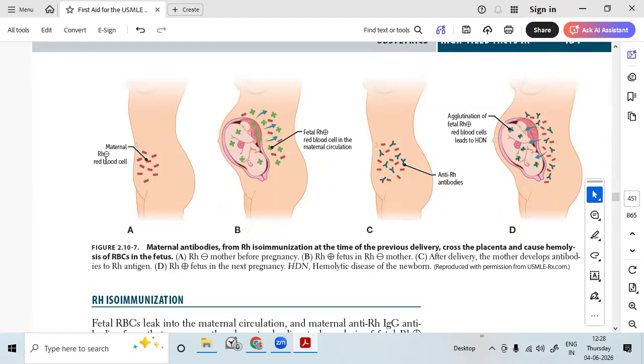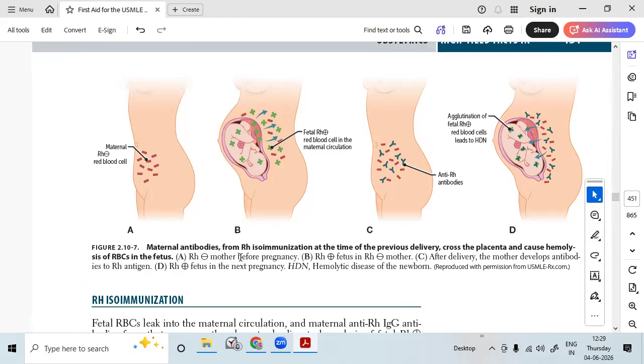There is maternal Rh negative red blood cells, and then fetal Rh positive red blood cells in the maternal circulation. Anti-Rh antibodies cause agglutination of fetal Rh positive cells. Let's go through this. This is a figure which shows Rh isoimmunization, and these are the antibodies from Rh isoimmunization at the time of previous delivery. They cross the placenta and might cause hemolysis of RBCs in the fetus.